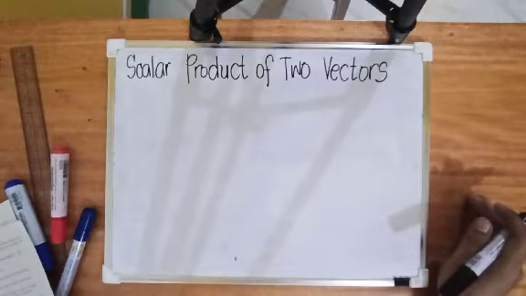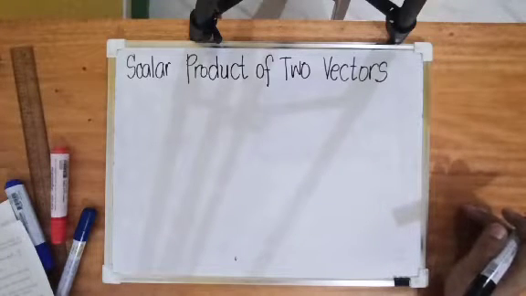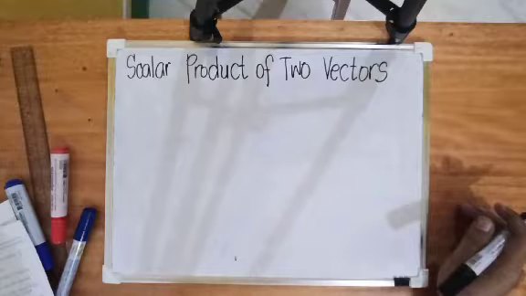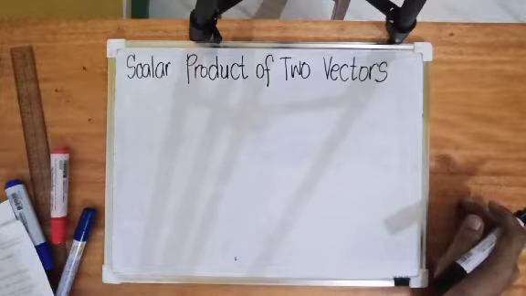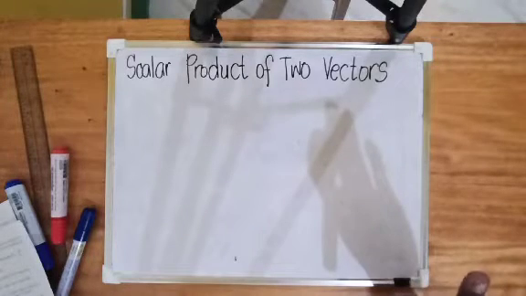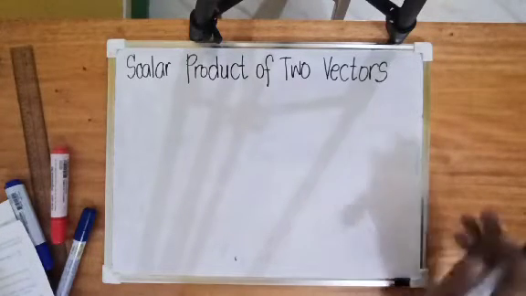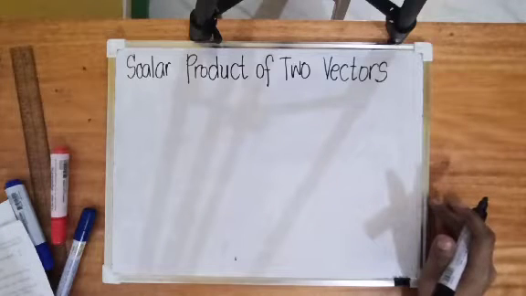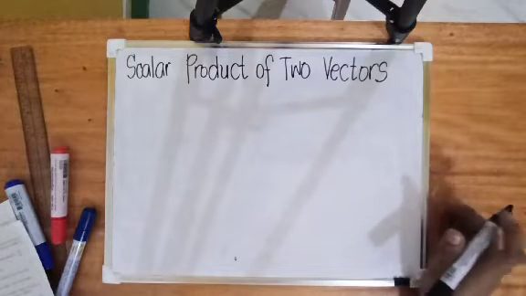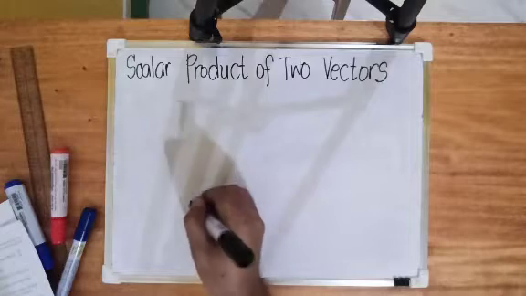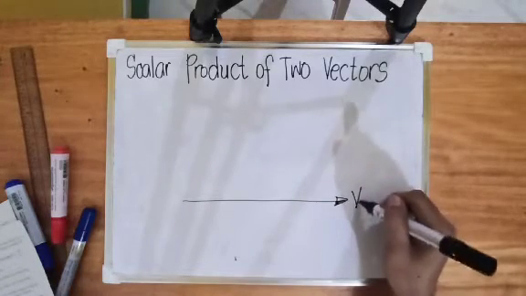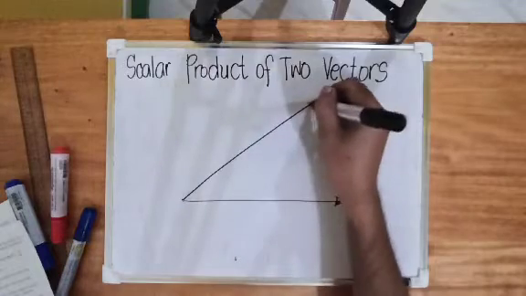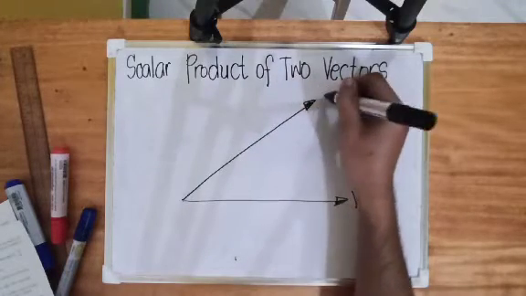So we are now on the scalar product of two vectors. The scalar or dot product of two vectors is defined as the product of the magnitudes of the two vectors multiplied by the cosine of the angle between them. Let's say, for example, we have here vector 1 and vector 2.